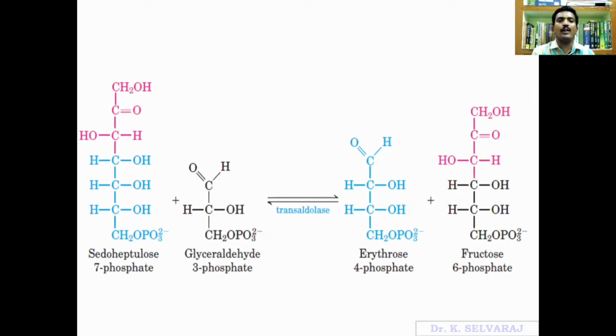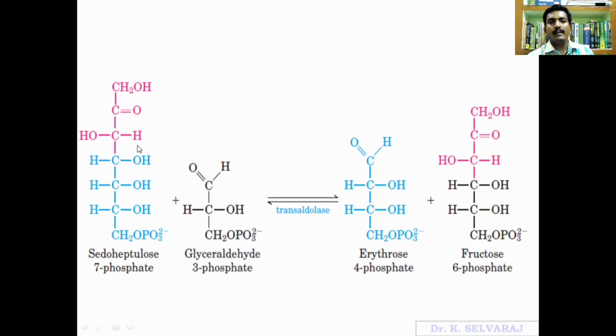The aldo group is transferred from the keto group. The aldo group of glyceraldehyde 3-phosphate is transferred to the pseudo-heptulose 7-phosphate. The keto group of pseudo-heptulose 7-phosphate is transferred to the glyceraldehyde 3-phosphate. Finally, it forms the 4-carbon compound erythrose 4-phosphate and the 6-carbon compound fructose 6-phosphate.